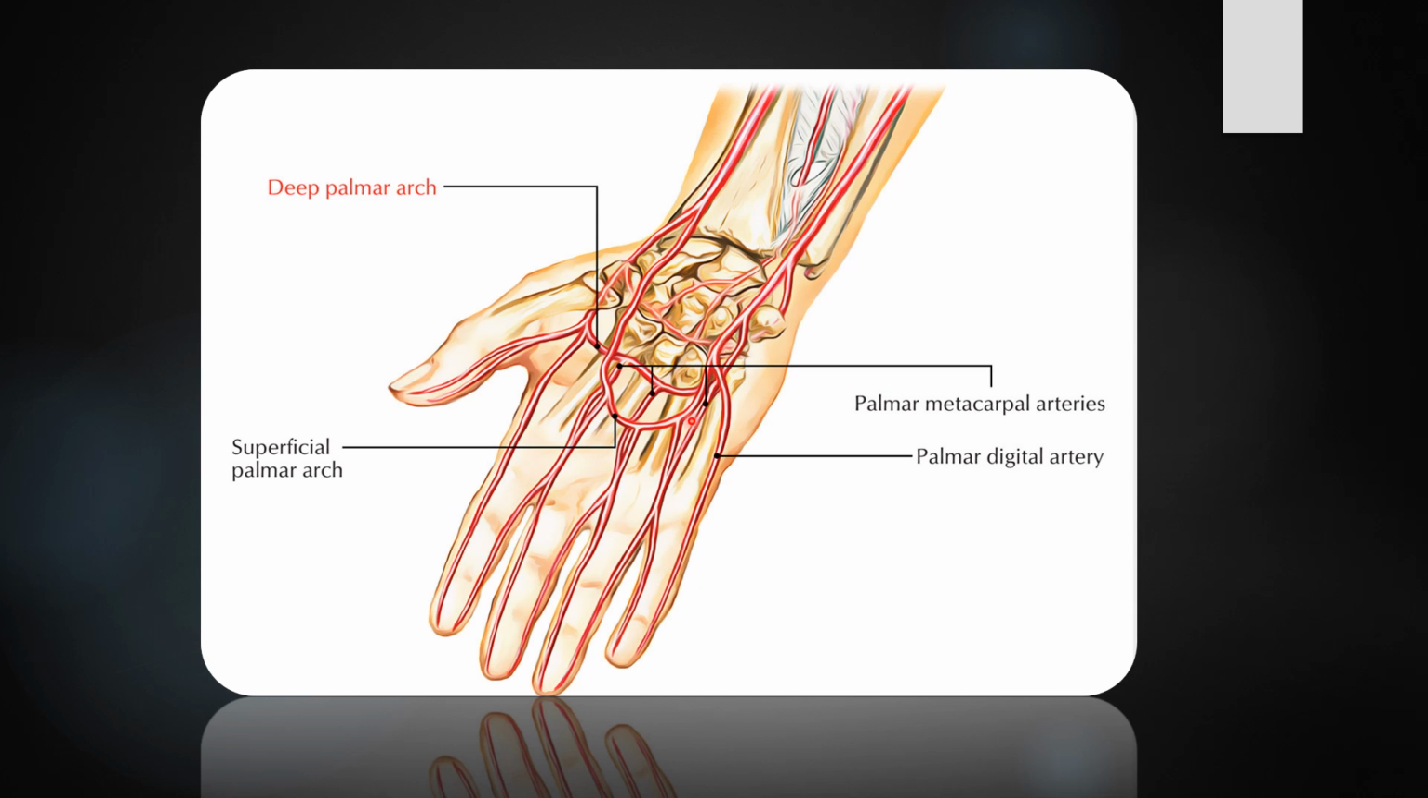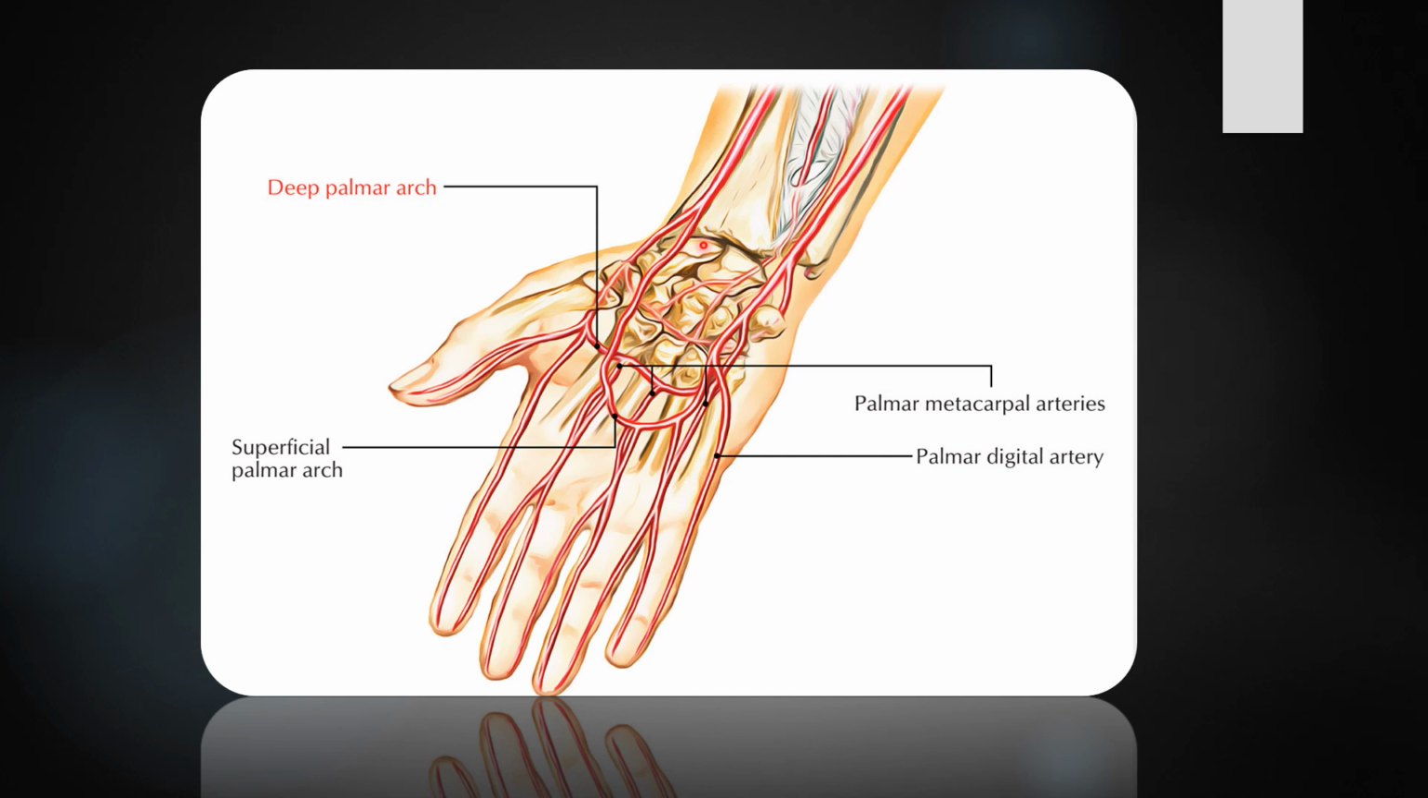And this superficial palmar arch is giving one proper digital artery and three common palmar digital arteries. These three common palmar digital arteries divide into two proper digital arteries each. Each common palmar digital artery divides into two proper digital arteries. And this is how it supplies the medial 3.5 fingers.